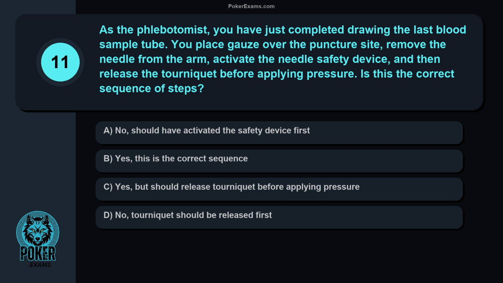Question 11. As the phlebotomist, you have just completed drawing the last blood sample tube. You place gauze over the puncture site, remove the needle from the arm, activate the needle safety device, and then release the tourniquet before applying pressure. Is this the correct sequence of steps? No, should have activated the safety device first. Yes, this is the correct sequence. Yes, but should release tourniquet before applying pressure. No, tourniquet should be released first.